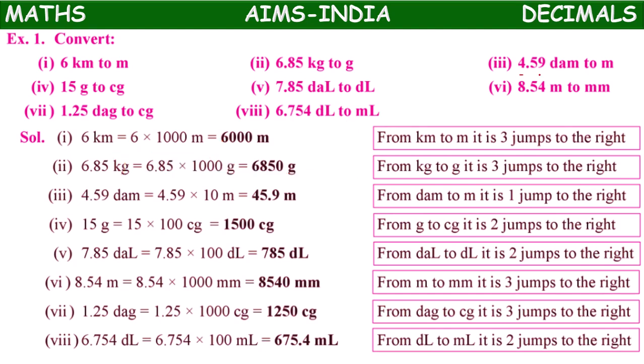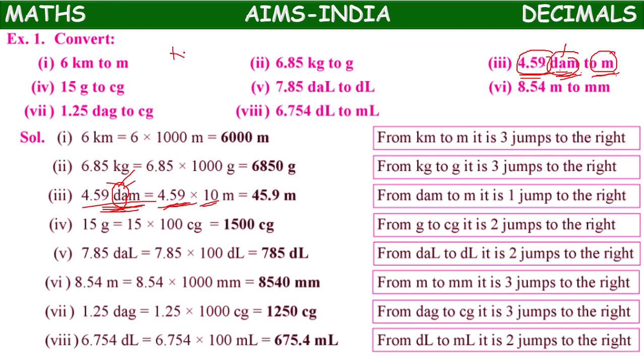Next, 4.59 DAM to M. Decameter to meter. This deca we have to remove, which means in place of deca, we substitute its value, so it will turn into meter. They have given 4.59 decameter. In this decameter, we have to replace the deca with its value. Deca means how much? Its value is how much?